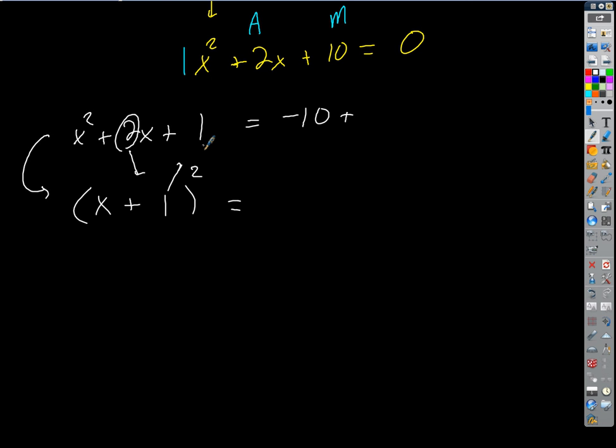1 and 1. There's your 1 and 1, right? x plus 1 times x plus 1. x plus 1 squared. It worked. But I've got to add the same thing to both sides, so I'm going to get negative 9 on that side. Now it's easy, right? What are the last 2 steps to do?